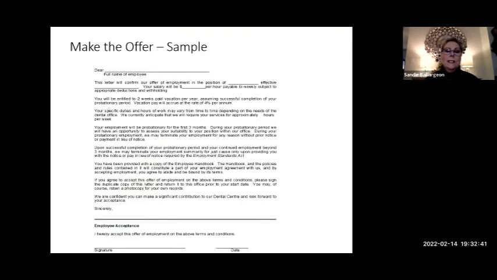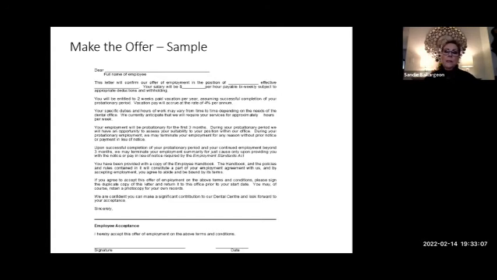So this is just a sample of an offer letter. Basically, the first paragraph is saying this is your offer for employment in this position, and what the hourly rate is. You'll be entitled to 2 weeks paid vacation per year. Vacation will accrue at 4% per annum. Your specific duties will be in their job description. Your employment will be probationary. This is the most important thing.